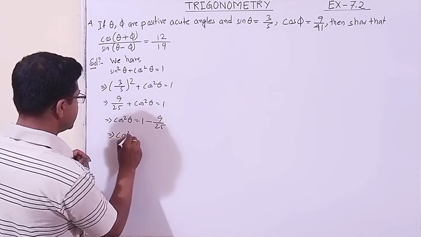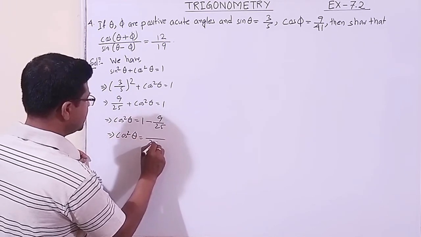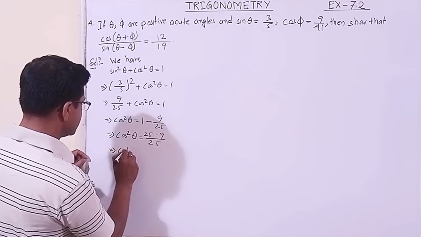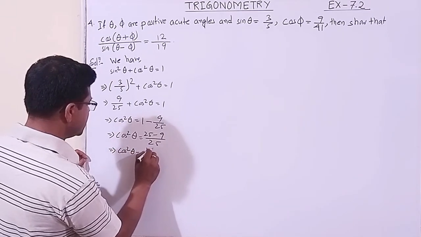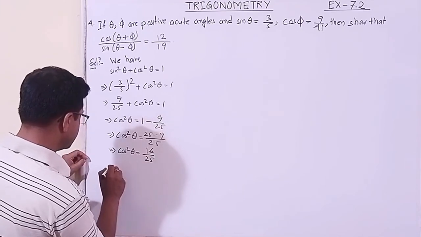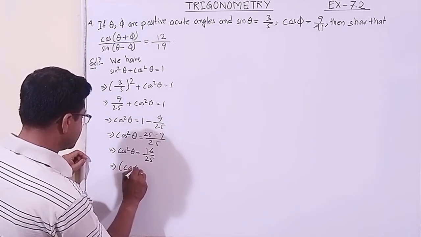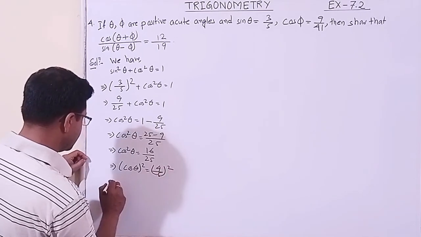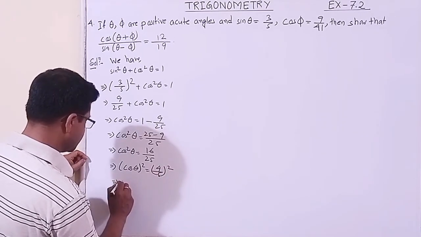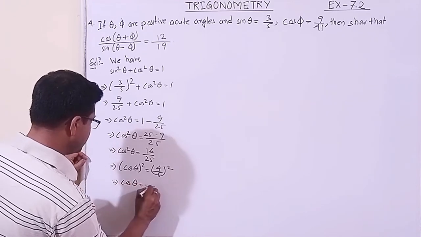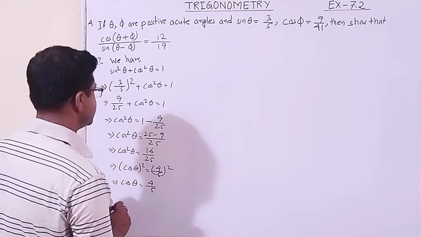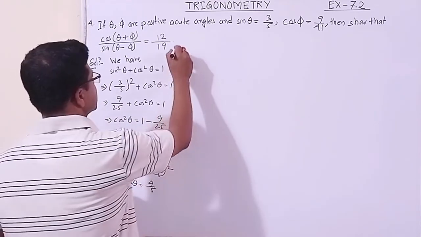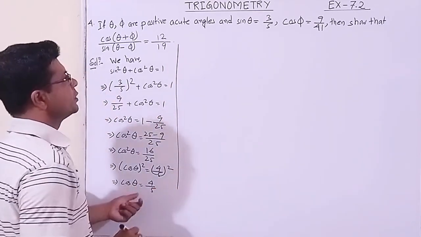So cos square theta is 25 minus 9 over 25, so this is cos square theta equals 16 by 25. Cos theta is 4 by 5. As they are positive acute angles, the ratio must be positive. So cos theta is equal to 4 by 5. If required, you can write the reason also: since theta is an acute angle, they are positive. Okay, this is done.